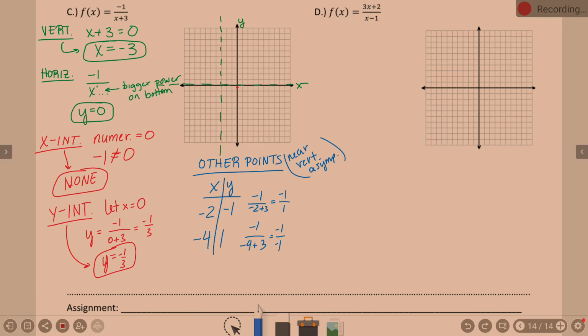-2, -1. So left 2 from the origin, down 1. Puts me down that same corner I have the red dot, my intercept. -4, 1. Left 4, up 1. Puts me in that diagonal piece there.